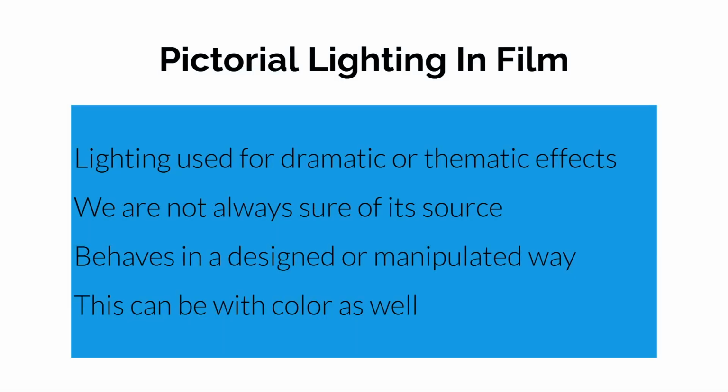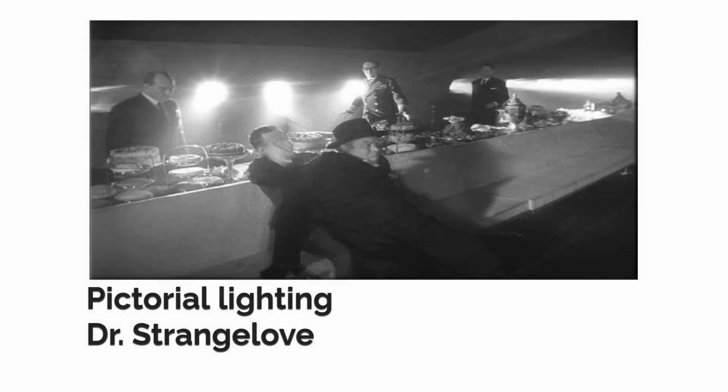Then we have kind of pictorial lighting, which is more for the thematic effects. We're not always sure of the source of light, and it behaves in a designed, more manipulated way, and it can kind of include color light as well.